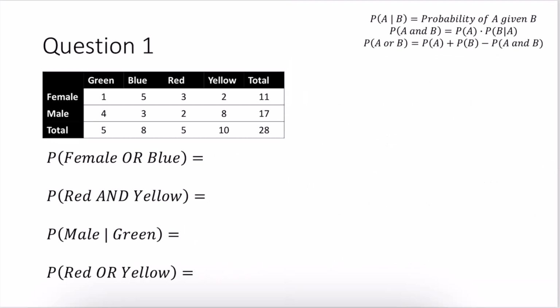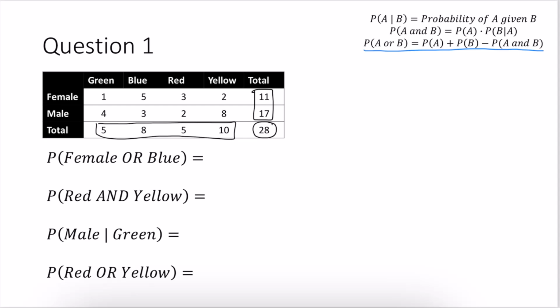Okay, so for this first question, we're randomly selecting a person from a class of 28 people. And that 28 can either be found by adding up the total number of people for each favorite color, or you can add up the total number of people of each gender. Either way, you end up with a class of 28. And the first question is asking us to find the probability of selecting a student who is female or their favorite color is blue. So we're going to use this OR formula here.